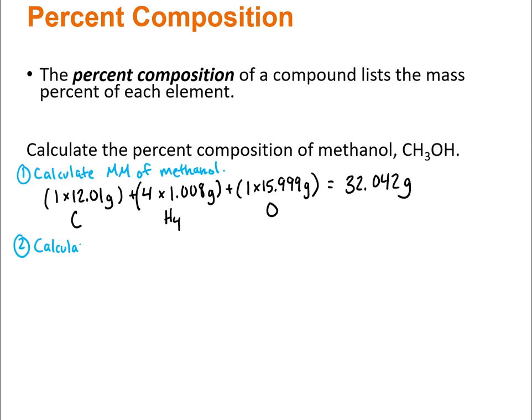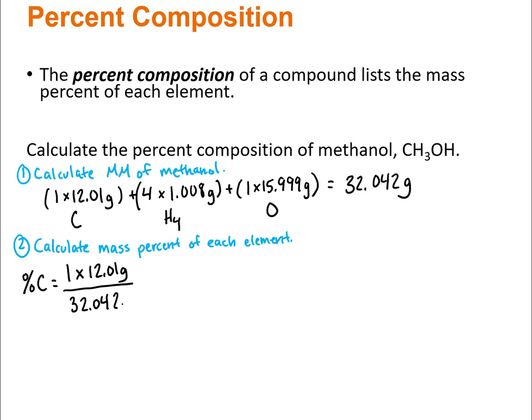Then we calculate the mass percent. We've got to find what percentage of that molar mass comes from carbon. Well, we've got one carbon, 12.01 grams, divided by the molar mass of the entire compound. And we multiply that by 100%. So the part is the carbon, the whole is the molar mass of the whole compound. You multiply by 100%. There you have it.